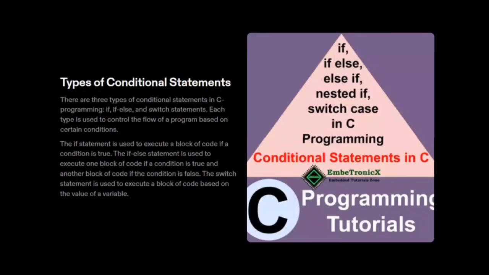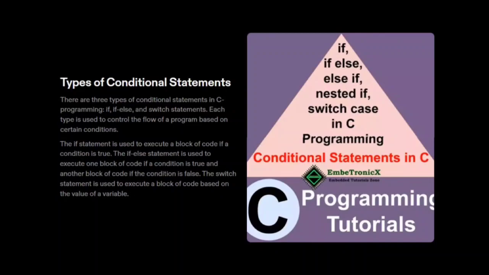There are three types of conditional statements in C programming: if, if else, and switch statements. Each type is used to control the flow of a program based on certain conditions.